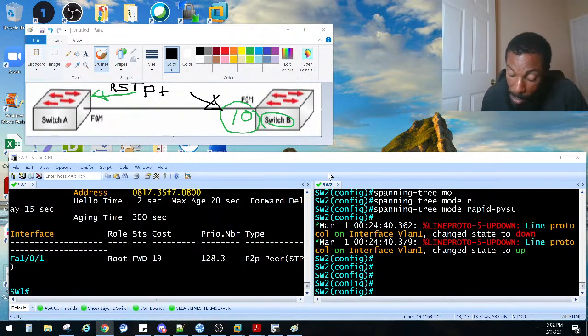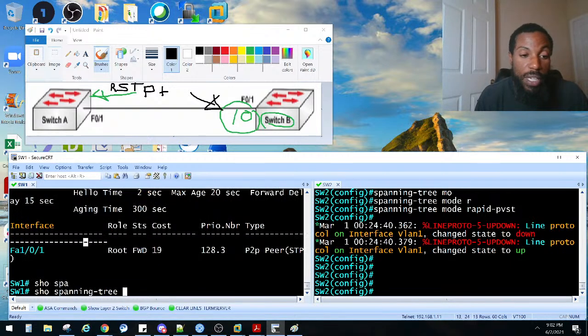We already did that from the last lab. That was challenge lab number 13. Challenge lab number 14 is EIGRP, easy EIGRP. So, yeah, and that's exactly what we did. Show spanning tree. Oh, there's another way to check it. Show spanning tree summary.